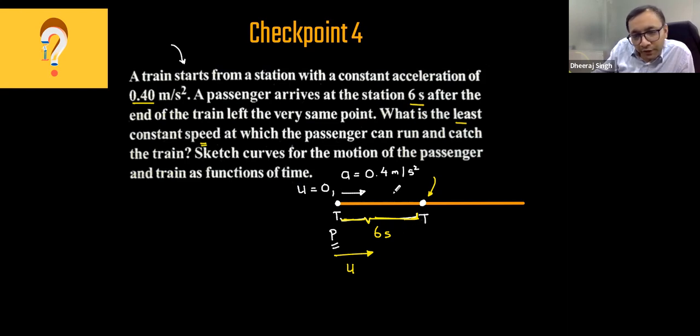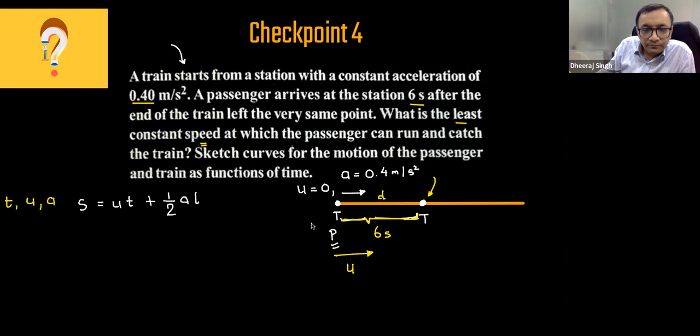Now, don't you think it is better to find this distance between the passenger and the train? So how will you find that? Which formula comes to your mind? T is given, initial velocity is given, acceleration is given. So in order to find distance, which formula comes to your mind? You have to find distance. Do I need to tell you that you have to use this, or does it come automatically? It should come automatically, right? Because u, t, a are given, you have to find s.